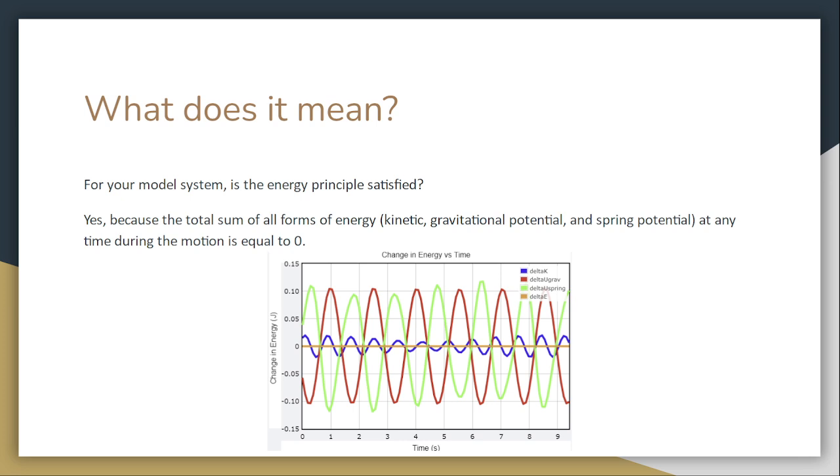The energy principle was satisfied because the total sum of all forms of energy, which were kinetic, gravitational potential, and spring potential, at any point during the motion was equal to zero.